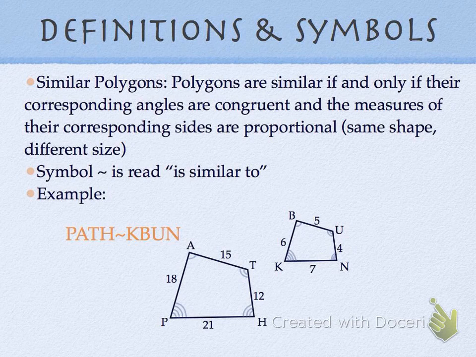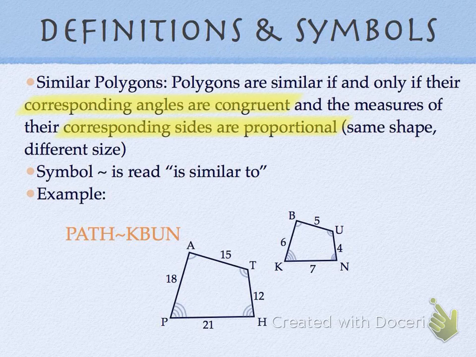So here's where we're going to start filling in our notes, with the definitions and symbols, similar polygons. These polygons are similar if and only if their corresponding angles are congruent. So make sure you're filling in your notes. And the measures of their corresponding sides are proportional. So you can pause this and get this written down. Same shape, different size.